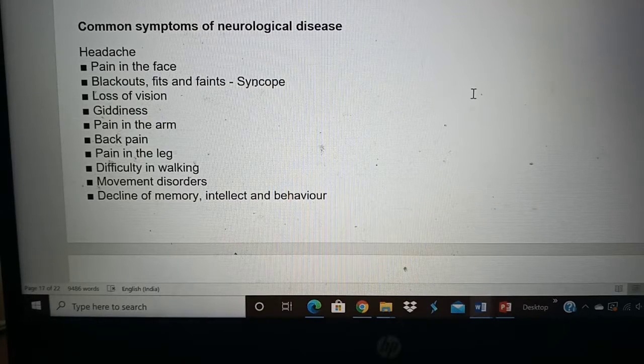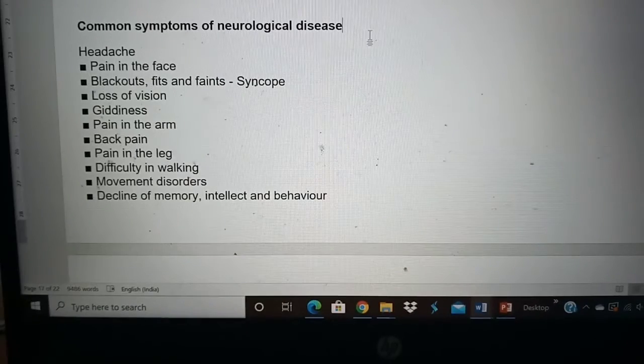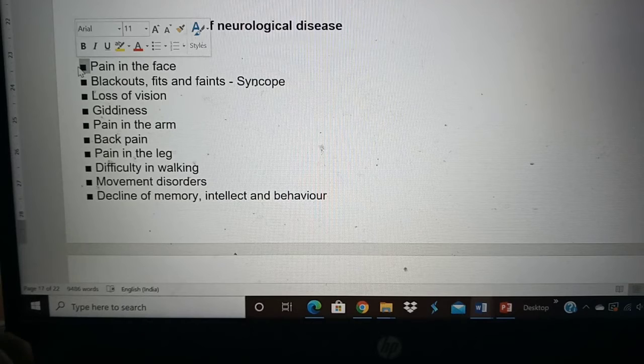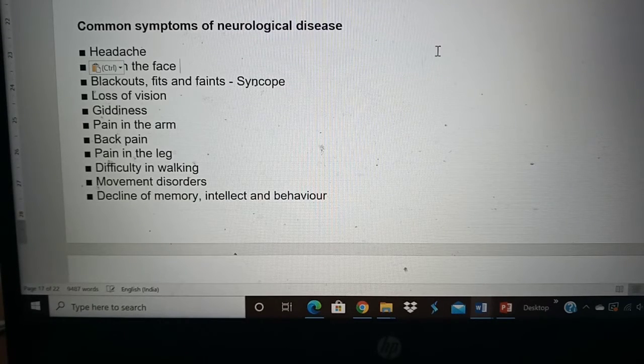Today we are going to see the common symptoms of neurological disease. In the last class we saw the examination of the nervous system, and what are the various problems that can occur in the various parts of the brain, the spinal cord and the peripheral nerves. So today we are going to see the symptoms of neurological disease. The common symptoms that you find in nerve problems are headache. Headache is a common problem.